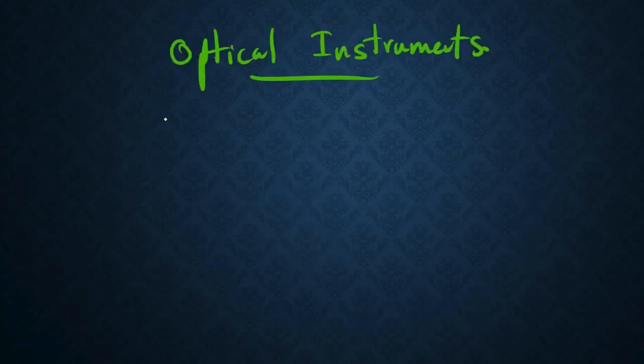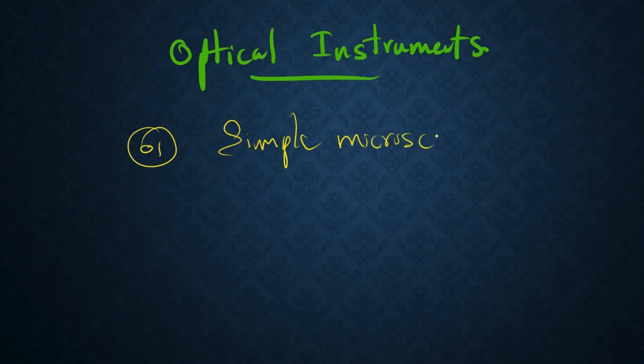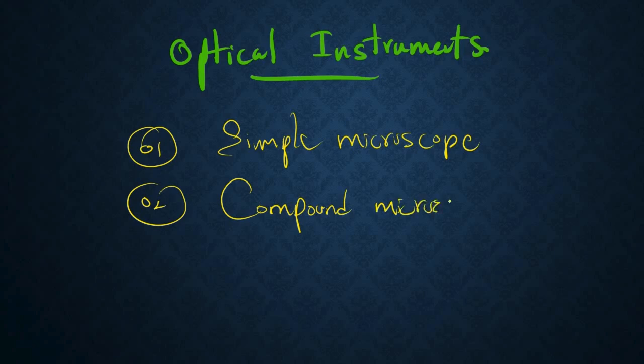Basically, when it comes to optical instruments, we have three. First we have the simple microscope, then of course we have the compound microscope, and the last one is the telescope.